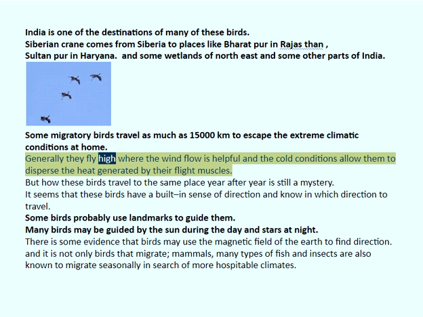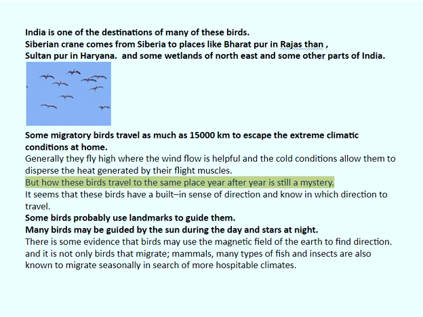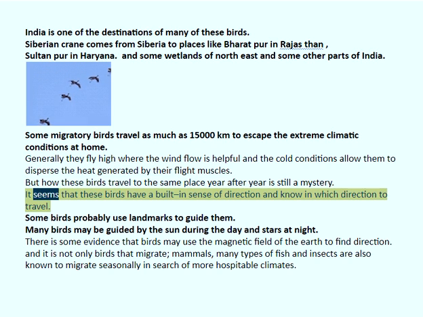Generally they fly high where the wind flow is helpful and the cold conditions allow them to disperse the heat generated by their flight muscles. But how these birds travel to the same place year after year is still a mystery. It seems that these birds have a built-in sense of direction and know in which direction to travel.